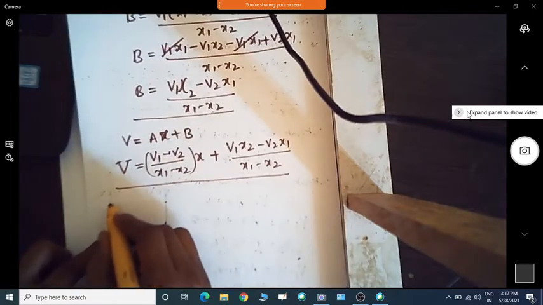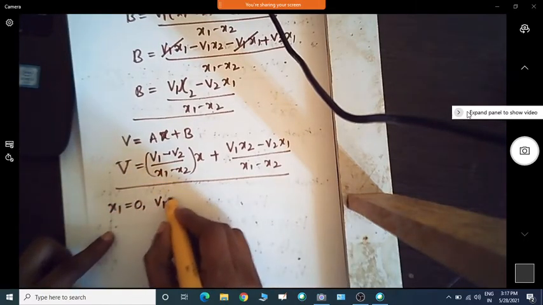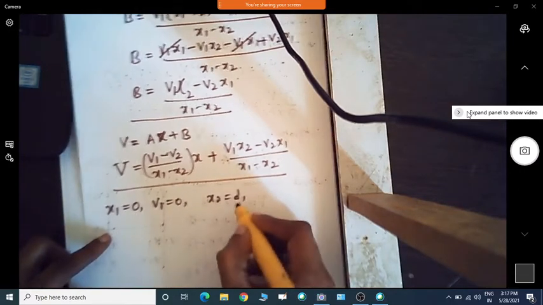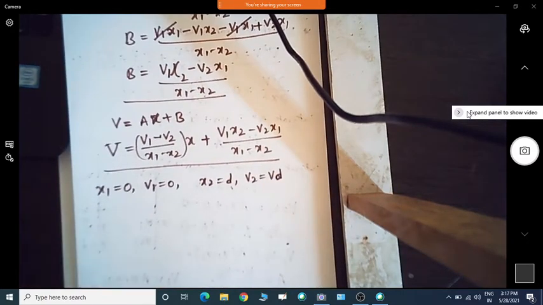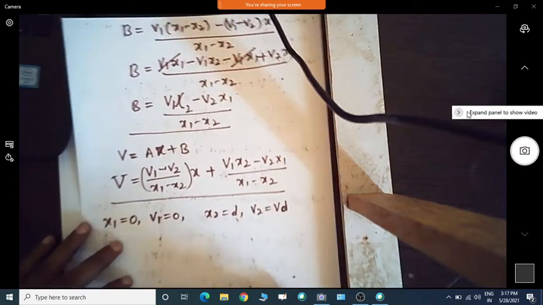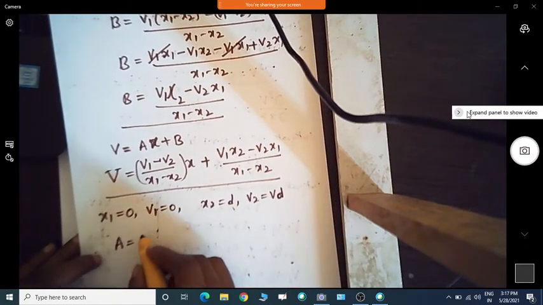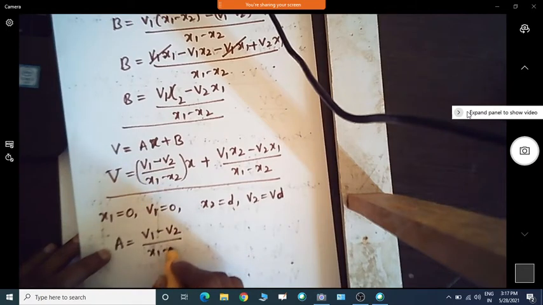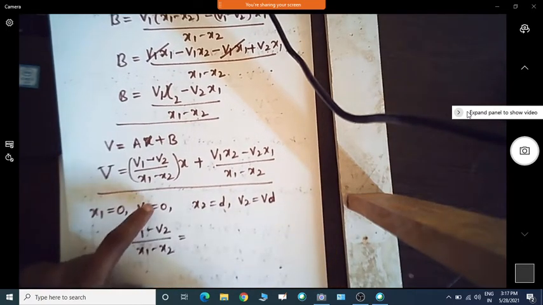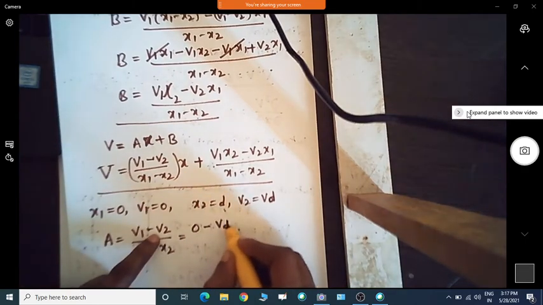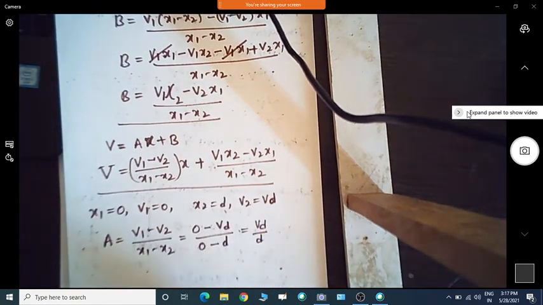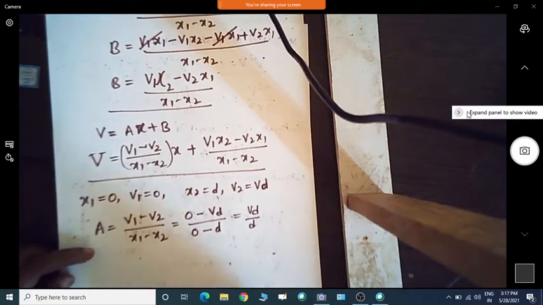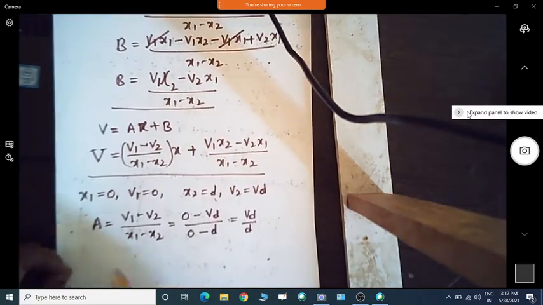Now if I substitute the same boundary values, that is x1 equal to 0 and v1 equal to 0, and x2 equal to d and v2 equal to V0 or Vd. In general we can substitute that to get a and b. So a equal to v1 minus v2 divided by x1 minus x2. Substituting v1 as 0, it is 0 minus Vd divided by 0 minus d. So this gives Vd by d. So that is your a.